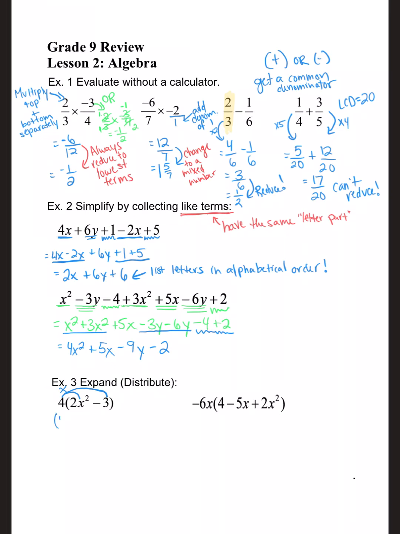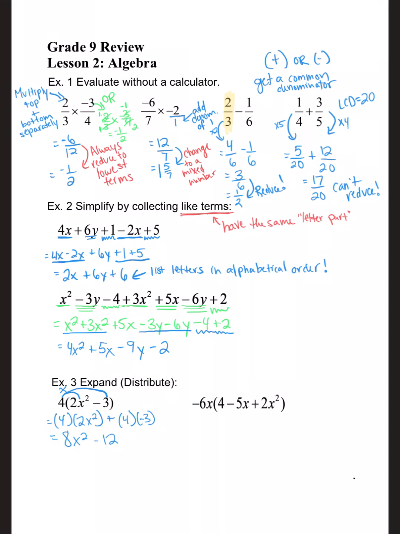So we're going to have 4 times 2x squared. And then we're going to have, I'm going to put a plus here for now, 4 times that negative 3. Okay, and then we're going to go ahead and actually do that multiplication out. So 4 times 2x squared is going to be 8x squared. And then we have 4 times a negative 3, so you're going to get a minus 12. Okay, we'll try with the next one as well.